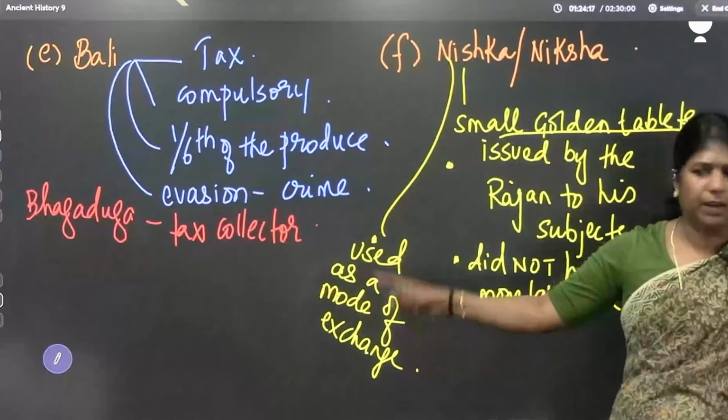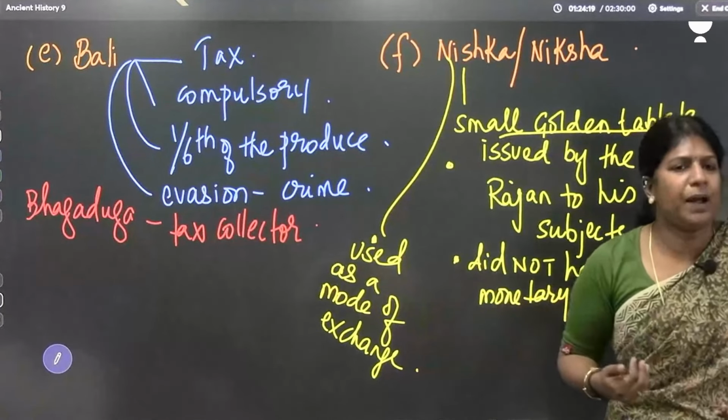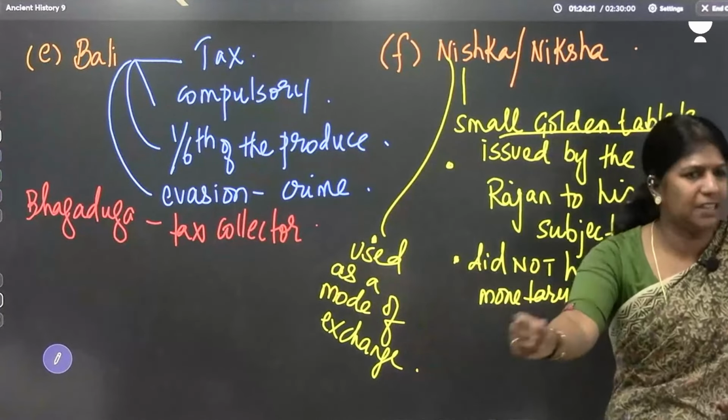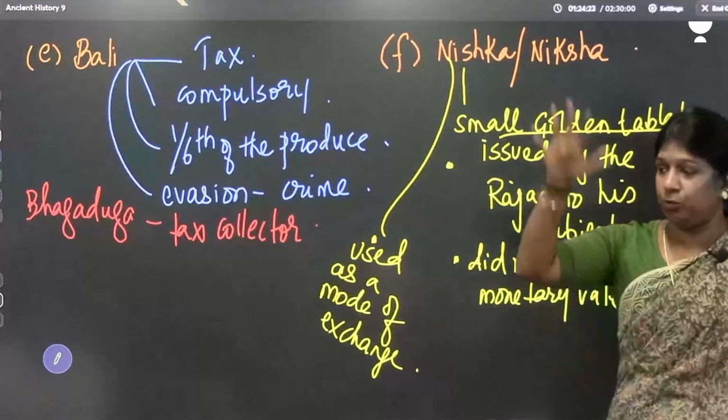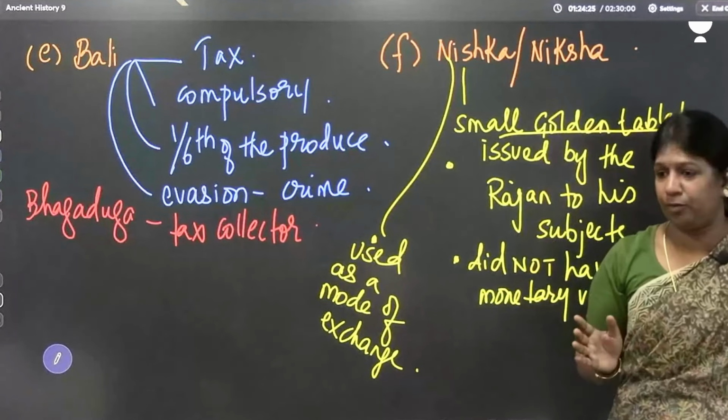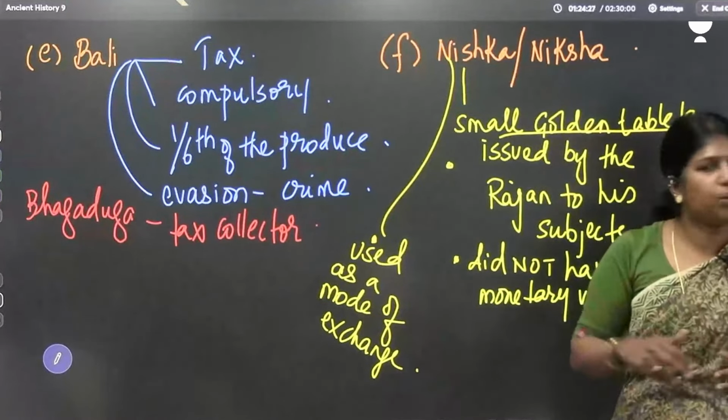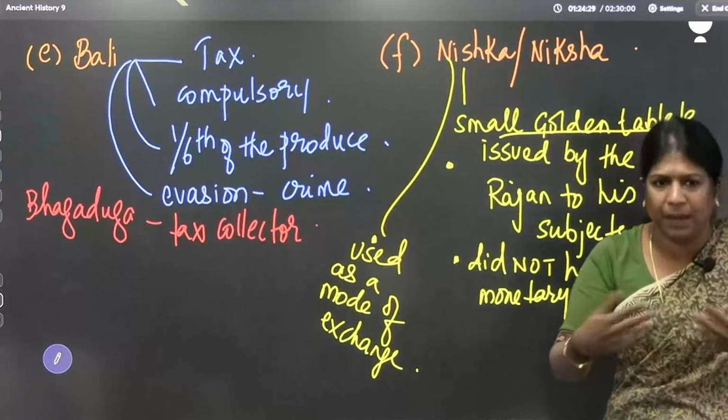A mode of exchange. Tomorrow I go to him and say, give me 2 bags of wheat. I give him one Nishka. He's saying, no, ma'am, it was very difficult for me to get these 2 bags of wheat. One Nishka is not enough. You give me two. A kind of bargaining.